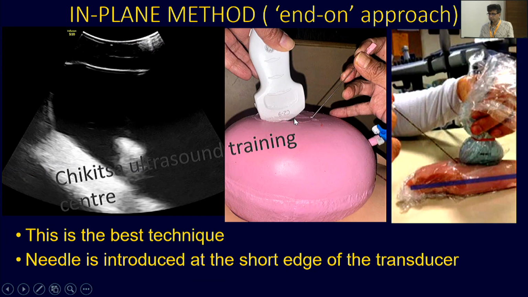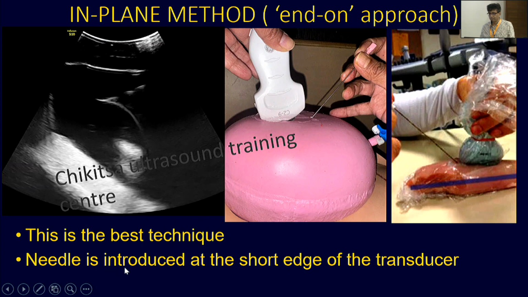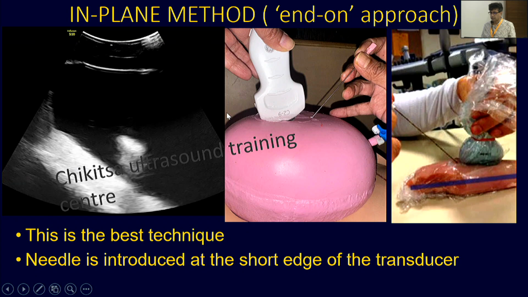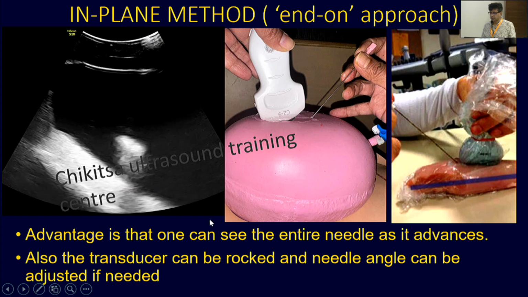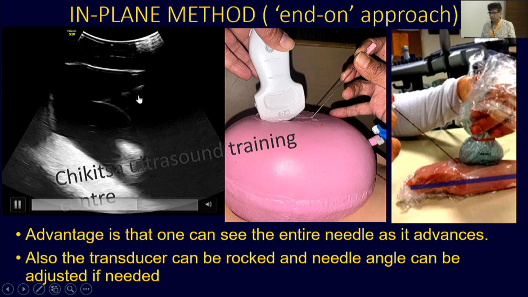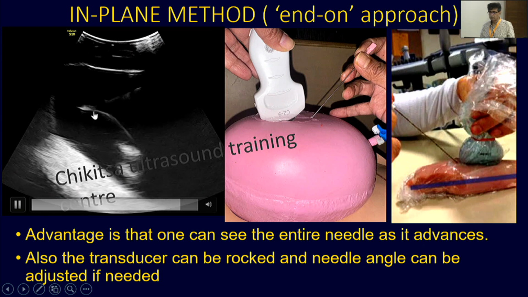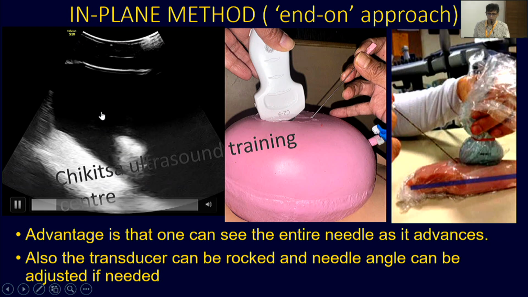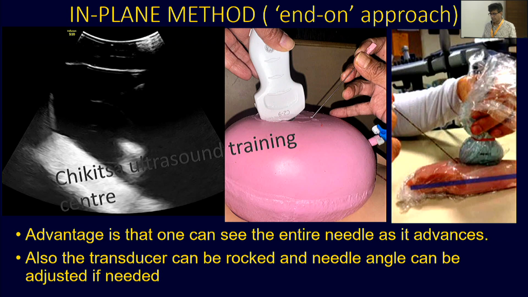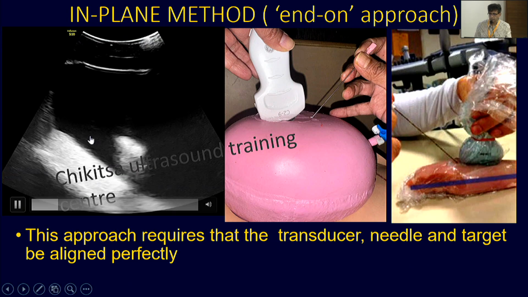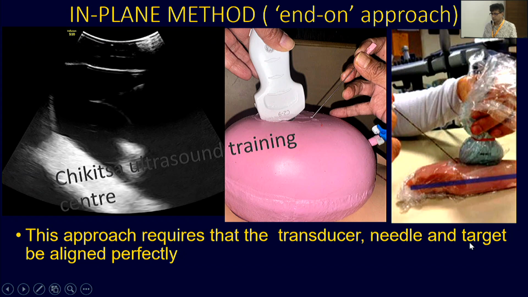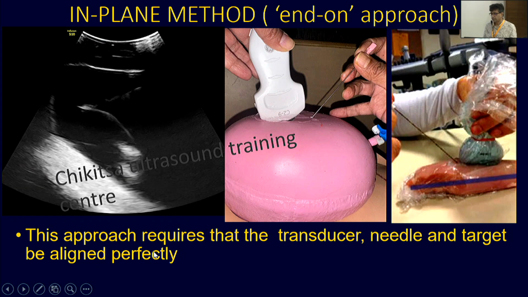Now, something about the in-plane method. This is the better technique, and the needle is introduced at the short edge of the transducer. The advantage is that you can see the entire needle as it advances, and also if you lose the tip of the needle, you can still readjust the position of the transducer and continue with the procedure. This approach requires that the transducer, the needle, and the target are perfectly aligned.